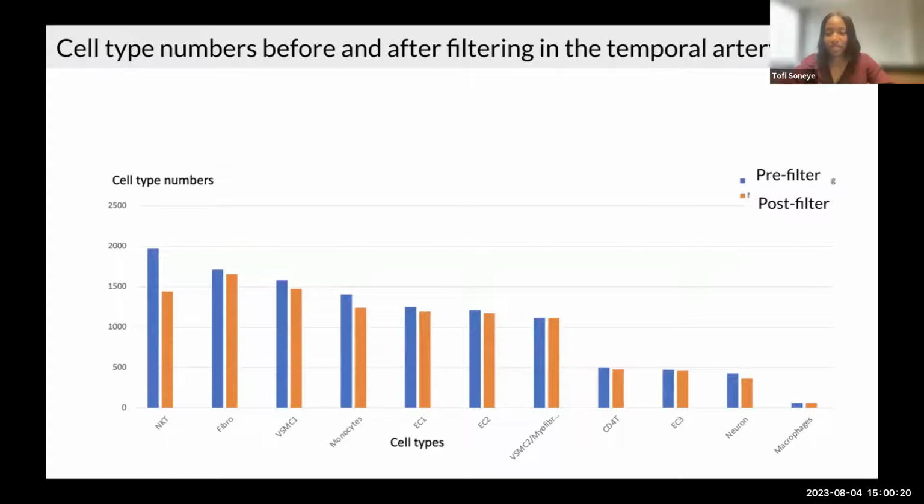And here is the same plot for the temporal artery. Here we can see that not many of the cells were so affected by the filtering. It was mainly the NKT cells, which are the neuronal killer cells. They're a form of immune cells.